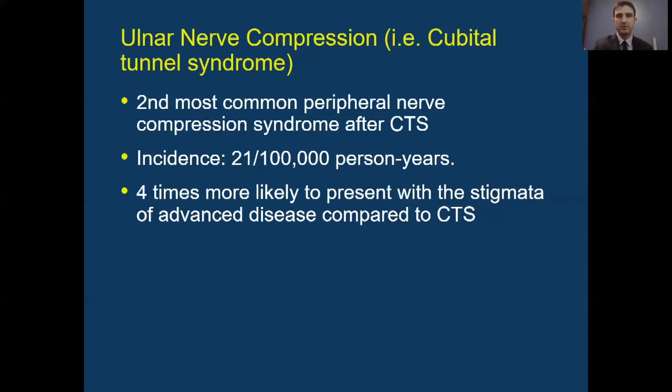So ulnar nerve compression, also known as cubital tunnel syndrome at the elbow, is the second most common peripheral nerve compression problem after carpal tunnel syndrome. Incidence is 21 out of 100,000 person years. Patients are oftentimes more likely to show up with a more severe presentation than carpal tunnel syndrome, given that there's less awareness about this condition. Because of that, patients tend to put it off more, so it doesn't get picked up early, diagnosed, and treated.